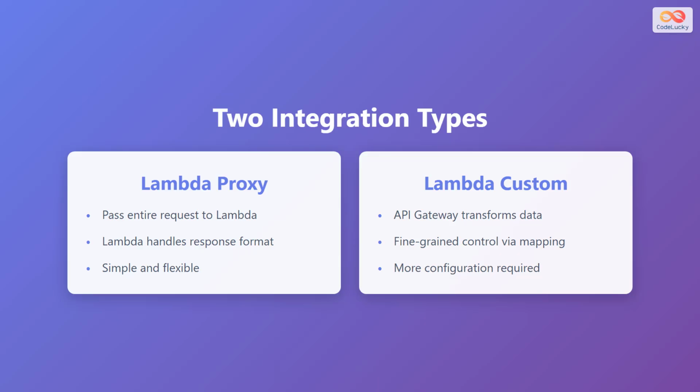The second type is Lambda Custom integration, also known as non-proxy integration. In this approach, API Gateway performs data transformation using mapping templates before sending the request to Lambda. This gives you fine-grained control over exactly what data reaches your Lambda function and how responses are formatted. However, this greater control comes at the cost of more complex configuration requirements.